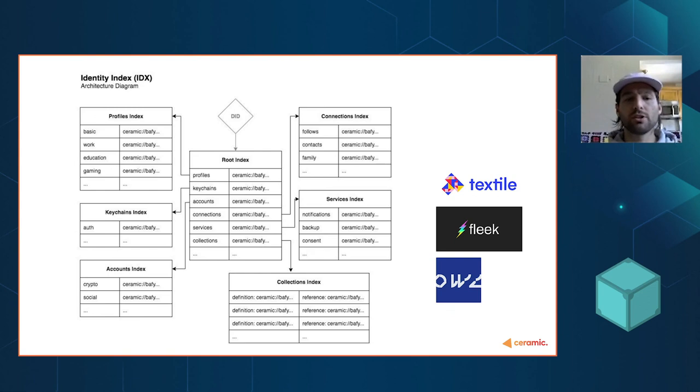And so really, if you look up a DID, you can find its root index, you can find its collections, and then you can find all of the data related to that given application, with the user still being able to manage consent of it.